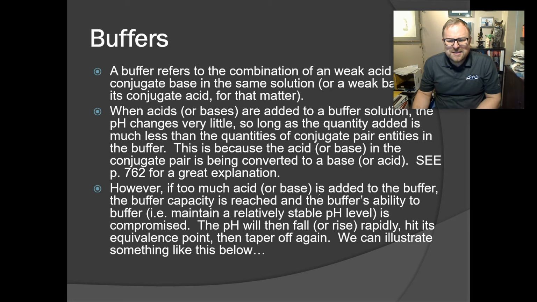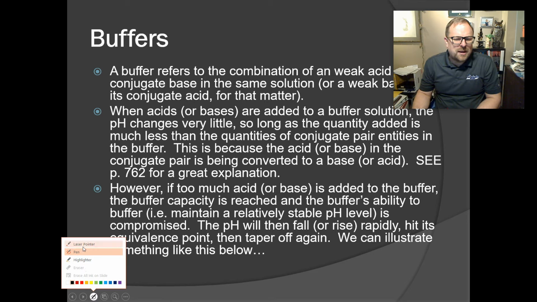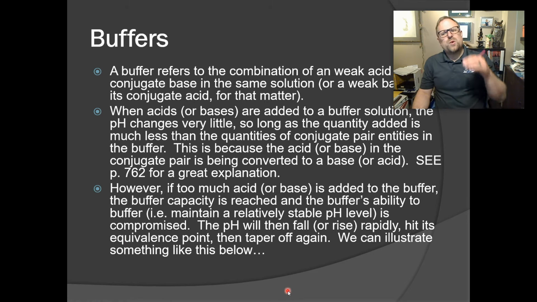If too much acid or base is added to the buffer, then we hit a buffering capacity, the point at which we don't have enough buffer left over to neutralize whatever we're adding to it anymore. So what used to be a relatively stable pH drops off or shoots up, depending on what we're adding to the situation.